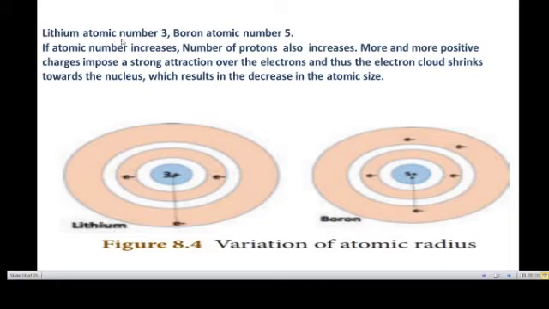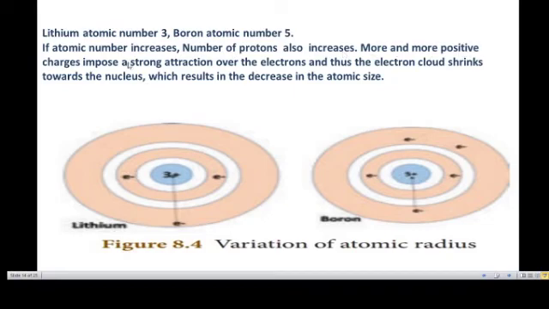Example, lithium atomic number 3, then boron atomic number 5. If the atomic number increases, the number of protons also increases. More and more positive charges, because a proton has a positive charge.